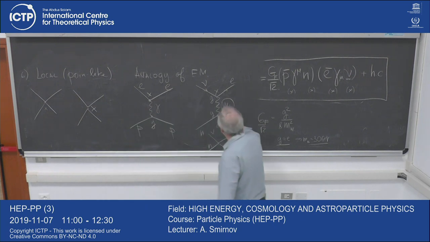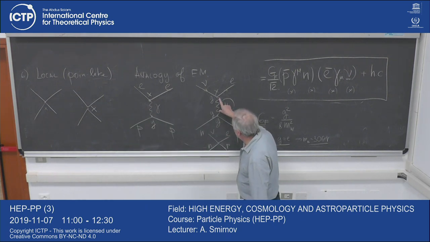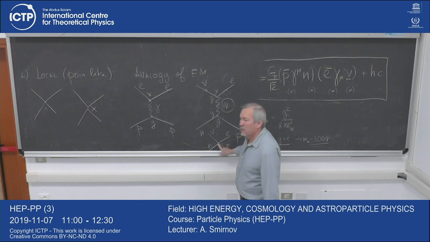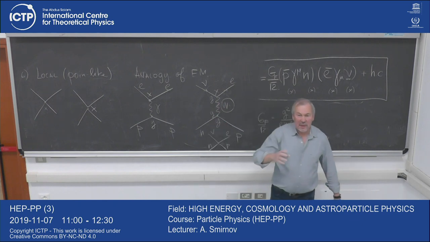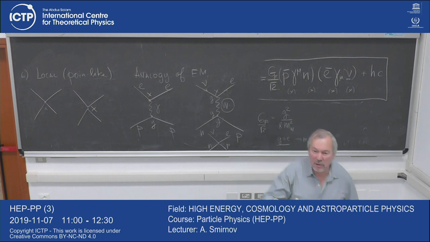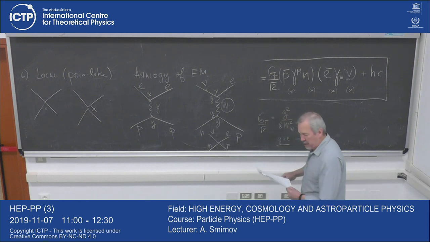Now, let me comment on how this corresponds to this, because what we see in beta decays is this one, and we do not see that something is exchanged. So beta decays, or processes at low energies, look like you really have point-like interactions. All particles are interacting at the same point. How is this connected?